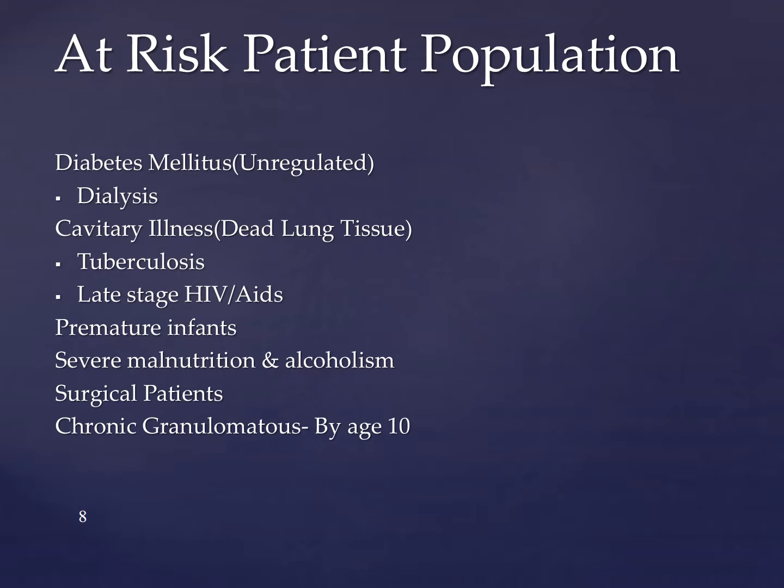Surgical patients, obviously, and then chronic granulomatosis, something like that. I researched this a little bit, and pretty much it's immunocompromised children that typically don't live beyond the age of 10. The list before, when we looked at it, it was pretty obvious when it comes to cancer and bone marrow and heart and things like that. This list is not so obvious.